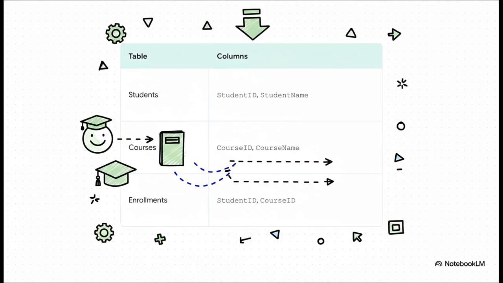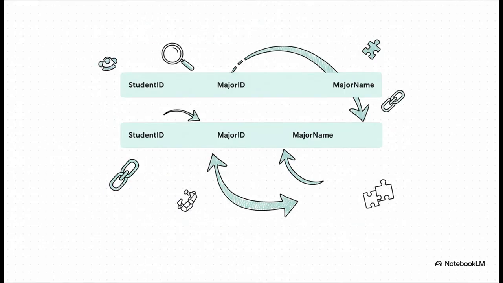Now, student name is in the students table where it belongs, depending only on student ID, and course name is in the courses table. It's clean, it's perfect. But wait, the case isn't quite closed yet. Check out this new piece of evidence.